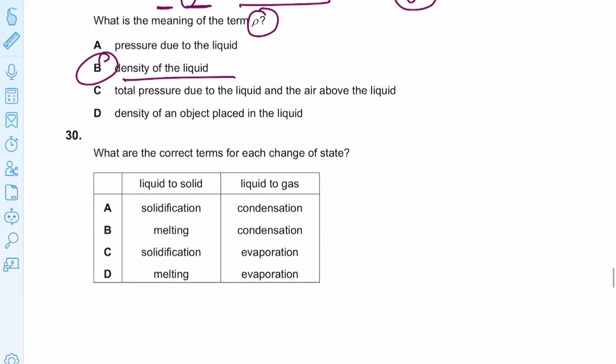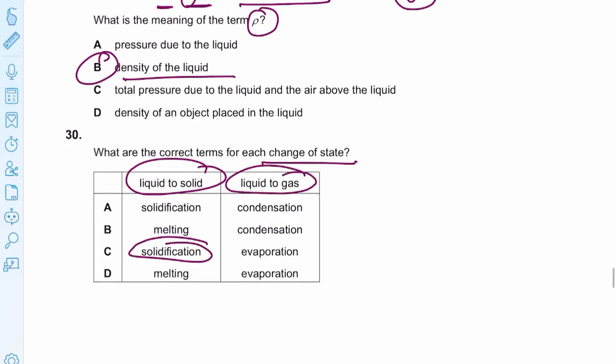Okay. Question number 30. What are the correct terms for each change of state? Liquid to solid, which is known as, I think, solidification, right? And liquid to gas, which is known as evaporation. The option C will be your correct answer.